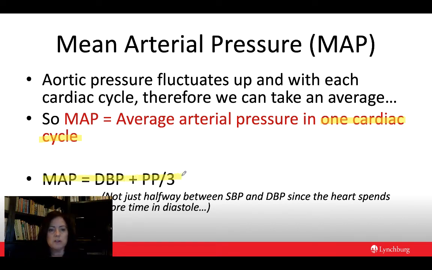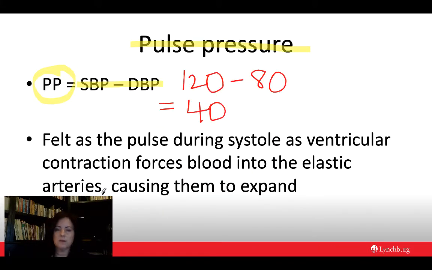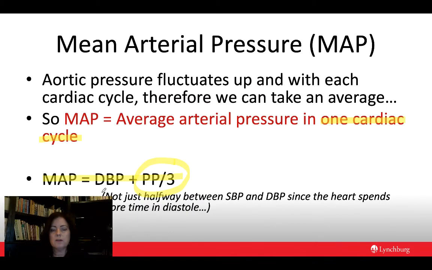Here's our equation. Mean arterial pressure is going to equal your diastolic blood pressure plus your pulse pressure divided by 3. So you calculate your pulse pressure, which we just did a couple slides back. On this one, we got a number of 40. We take that 40 divided by 3, which is a little more than 13, and then add our diastolic blood pressure back to it. That gives us our mean arterial pressure.